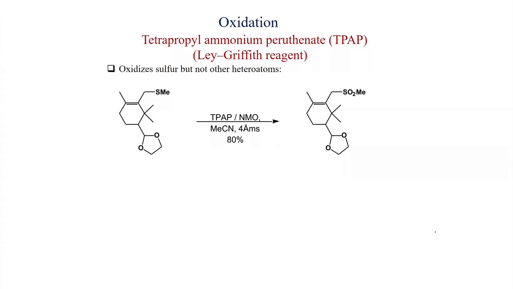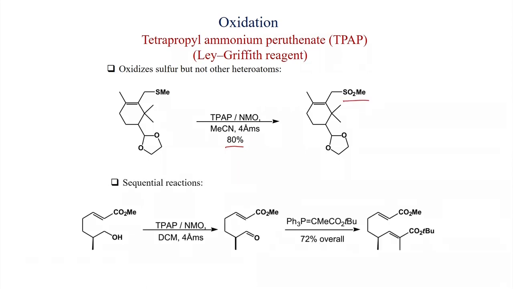TPAP can also oxidize sulfur, but not other heteroatoms. This thioether can be oxidized to the sulfoxide with TPAP NMO 4 angstrom molecular sieve conditions, and it can give 80% yield of the sulfoxide.